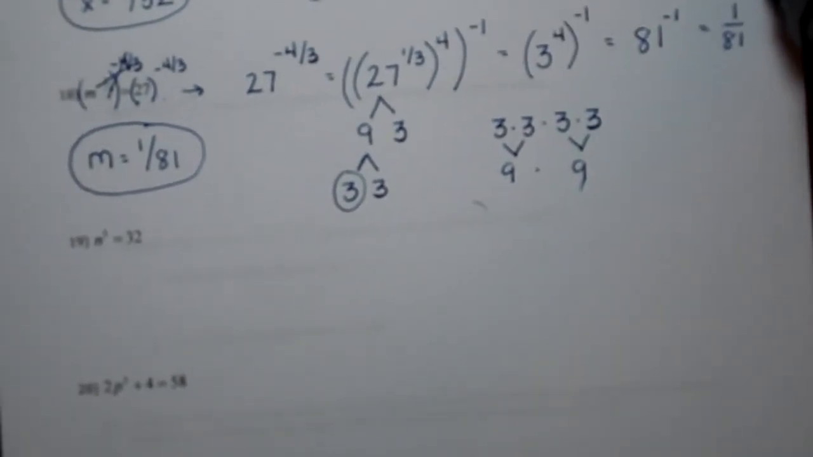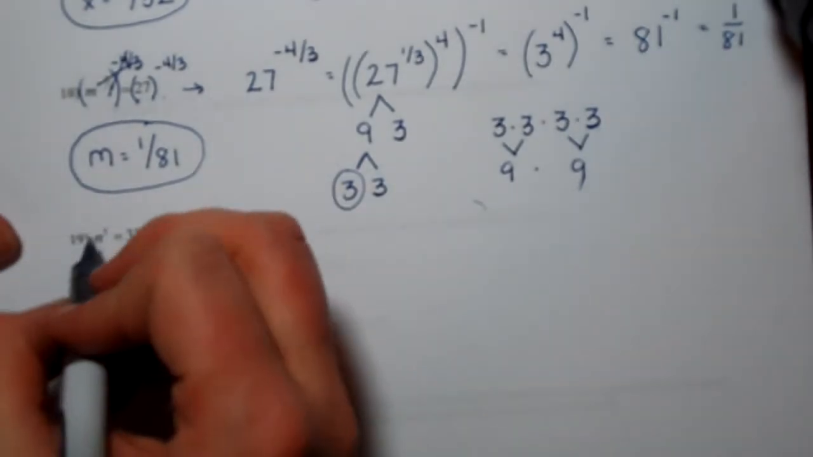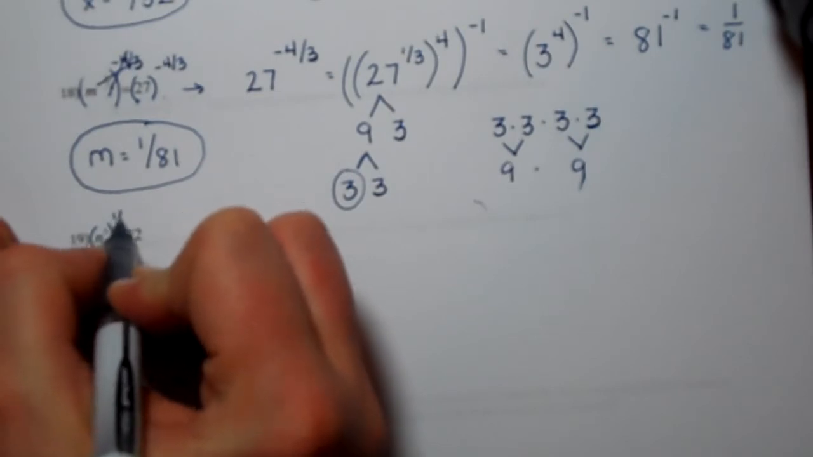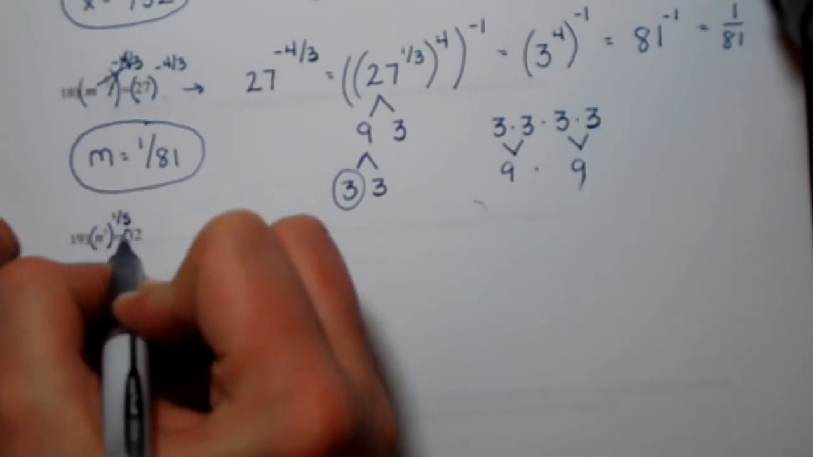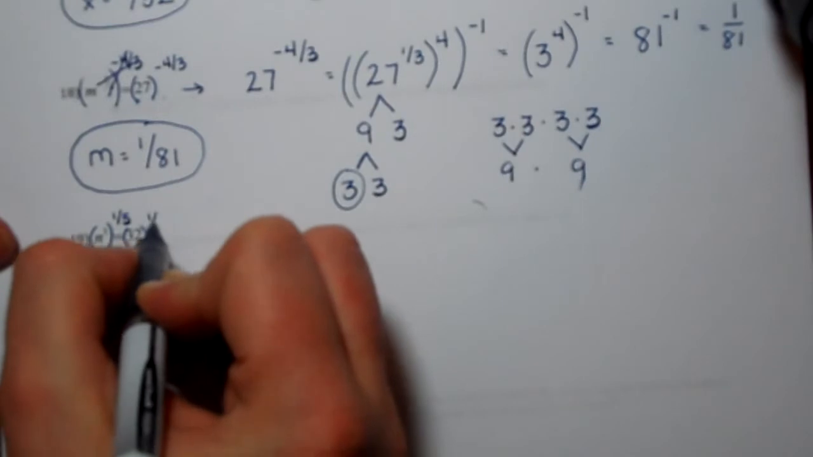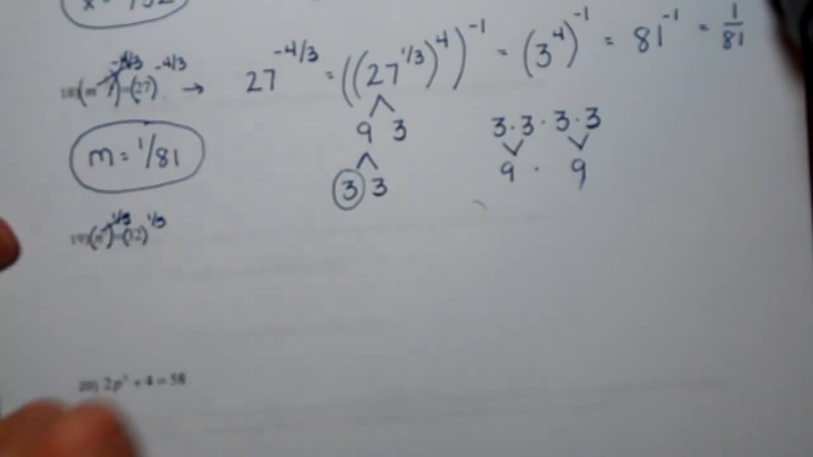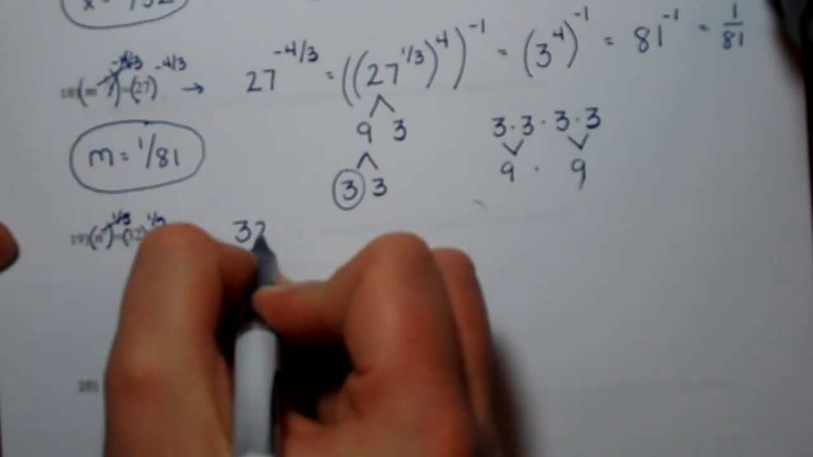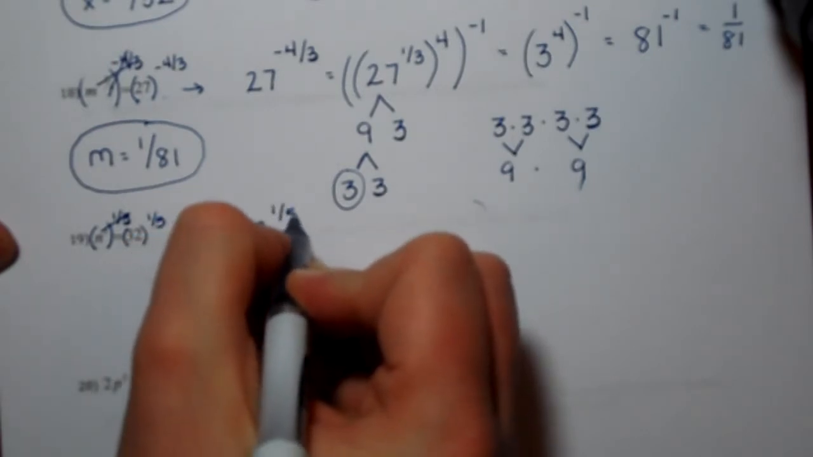Okay. Let's take a look at 19 and 20. 19 says n to the 5th equals 32. So we are trying to undo a power of 5. Just like before, I'm going to use the reciprocal. And the reciprocal of the power of 5 is just 1/5, because remember that 5 is really 5 over 1. So that's going to cancel. And I'm going to set about to find out what 32 to the 1/5 power is.